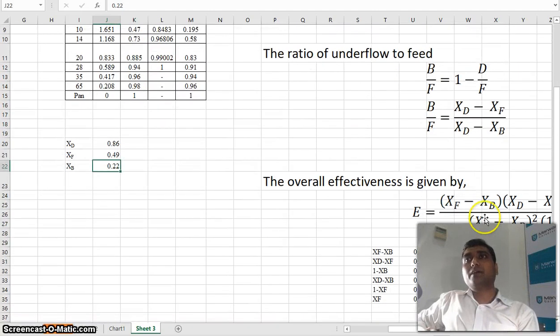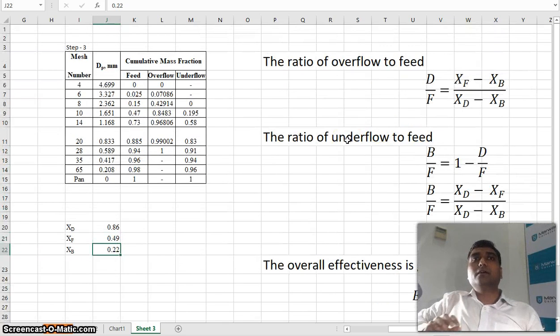So our aim is to find E, that is the overall effectiveness, right? When you put these values, you will get E as around 0.65. So your percentage overall effectiveness is 65%. This is how one should calculate the screen effectiveness from the given data.